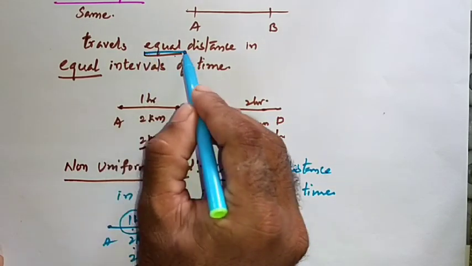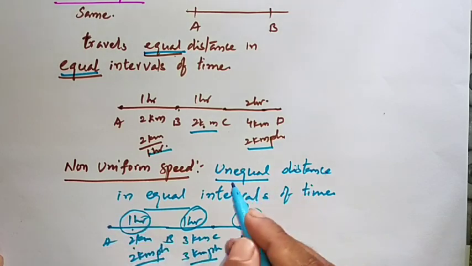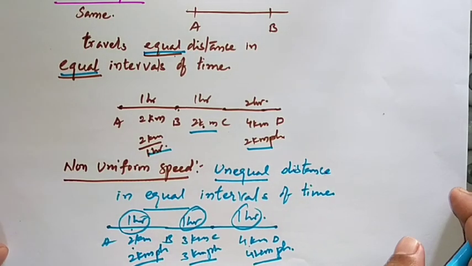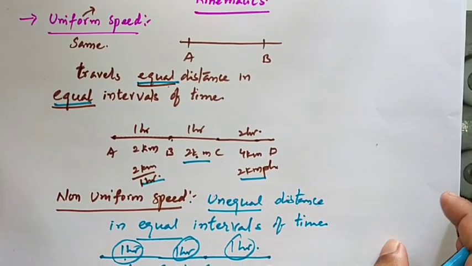Uniform means simply equal distance in equal intervals of time. Non-uniform speed is unequal distance in equal intervals. Understood? Right. Now let us see what is meant by uniform motion.